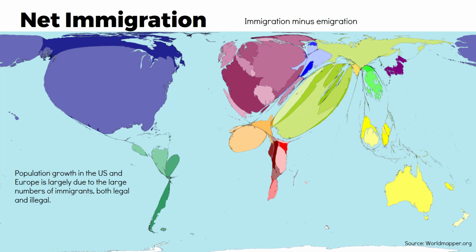Here's another cartogram, this time on net immigration, which is the total number of people coming in minus those leaving. Recall from our population pyramids that birth rates in the US and Europe are declining, but both areas have enough immigration that their populations are still increasing.